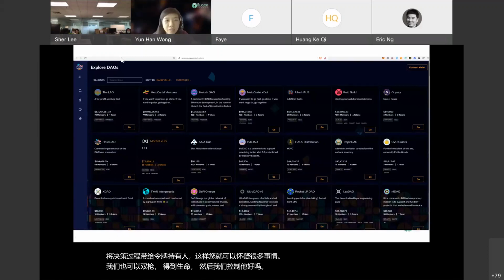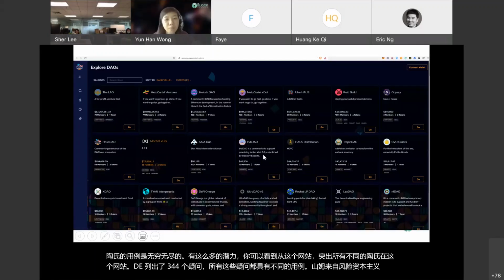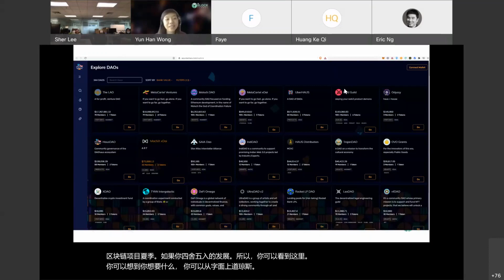The use case of DAO is endless. There is so much potential. As you can see from this site that highlights all the different DAOs, they listed 344 DAOs, all with different use cases. Some are for venture capitalism, some are for supporting blockchain projects, some are for Ethereum development. So as you can see here, you can think of what you want to DAO, and you can literally DAO anything that needs governance, that needs a decision maker.